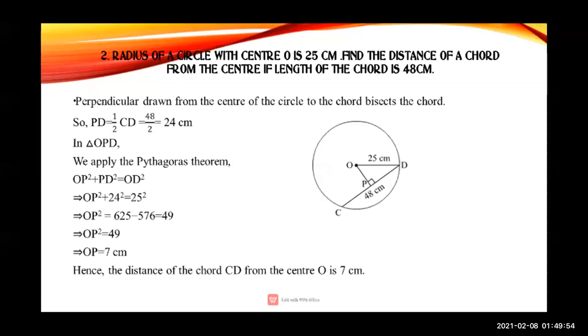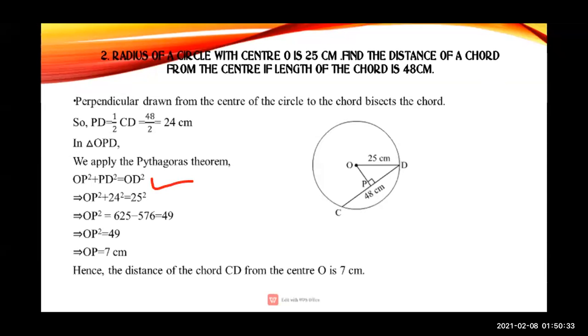Because Pythagoras theorem is hypotenuse square equal to one side square plus other side square. Now here hypotenuse is OD. One side is OP and another side is PD. So OP square plus PD square equal to OD square.